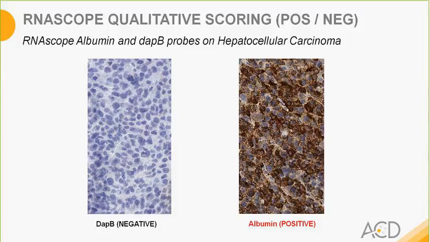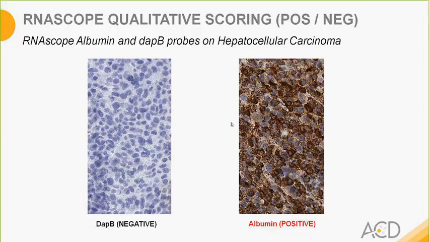Moving on to scoring, there are a number of ways to score RNAscope assays, ranging from qualitative to semi-quantitative to H-scoring and image analysis, all of which we'll cover in some detail. For some assays, particularly those looking at markers that are highly expressed when present, simple qualitative scoring can be appropriate. The panel in this slide shows clearly positive expression of the biomarker albumin by RNAscope on the right, with clearly negative DAP-B expression on the left.